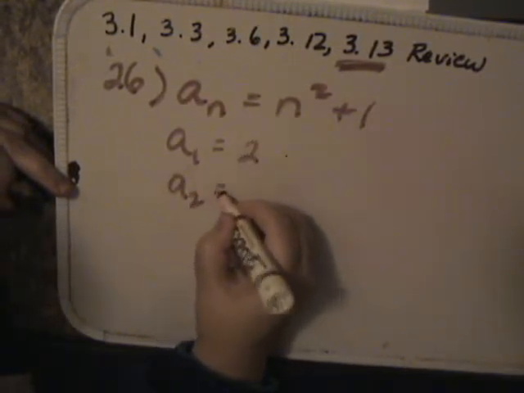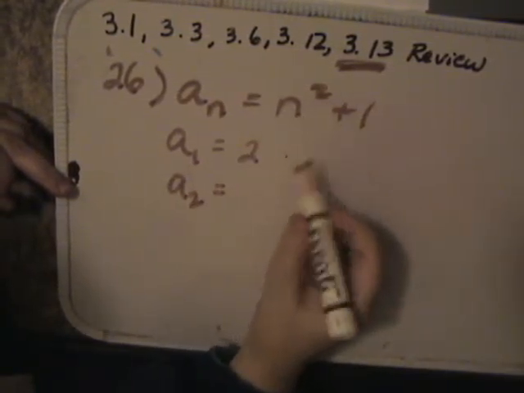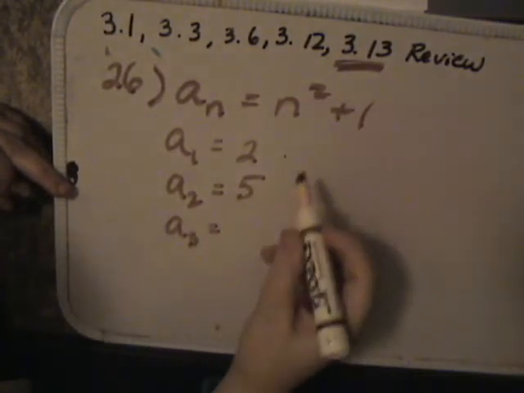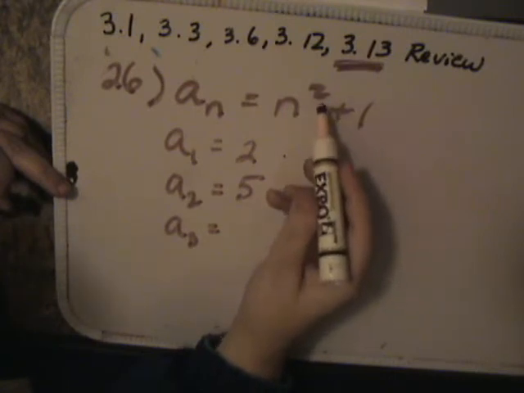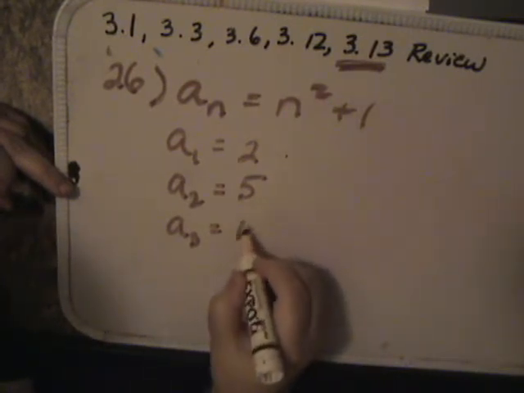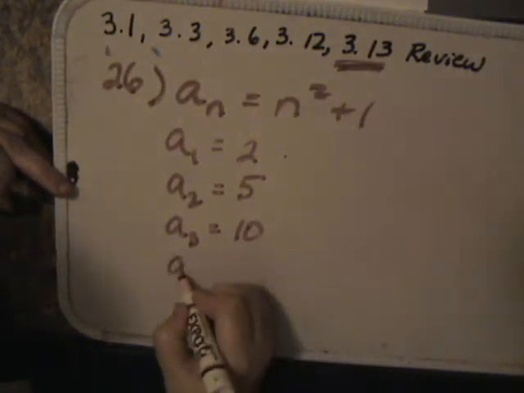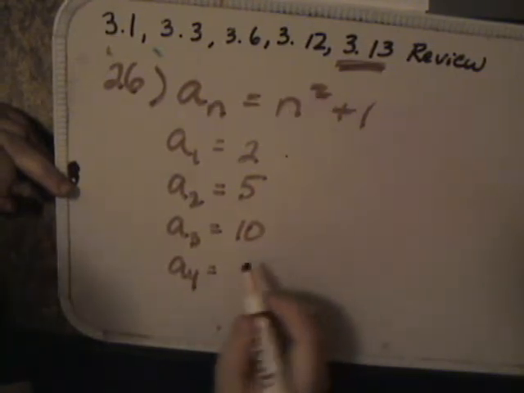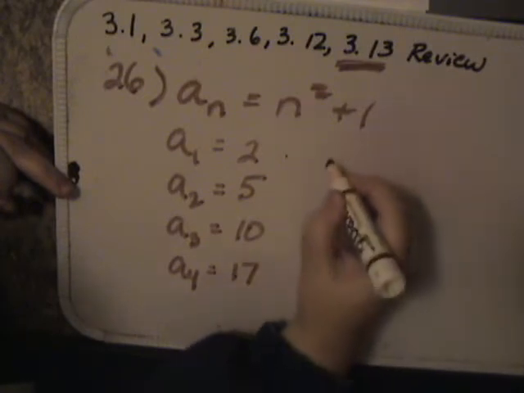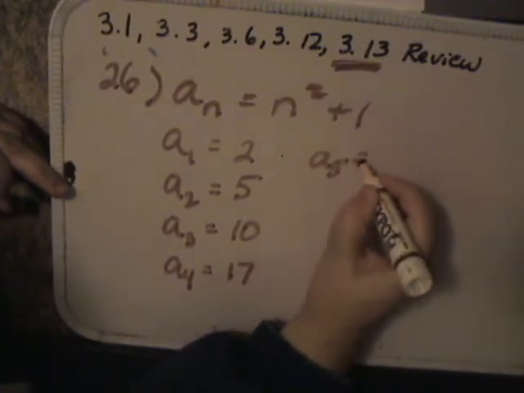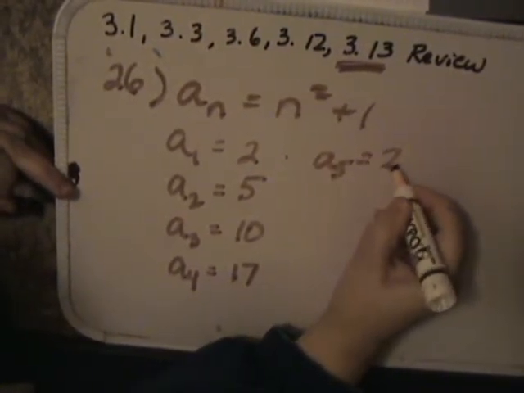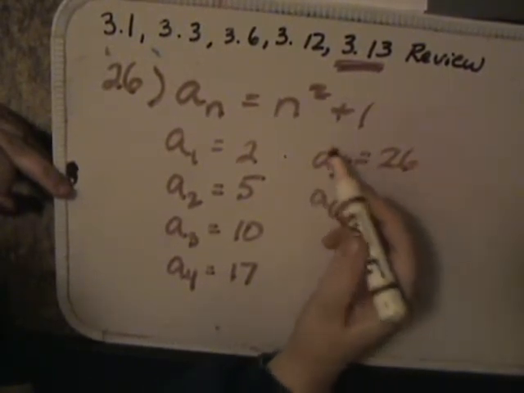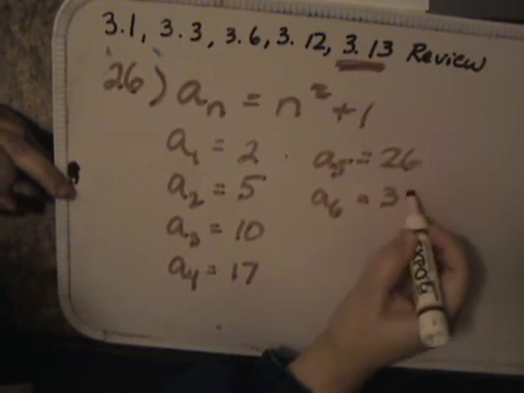A sub 2 is 2 squared, which is 4, plus 1, which is 5. A sub 3 is 3 squared, which is 9, plus 1, which is 10. A sub 4 is 4 squared, which is 16, plus 1, which is 17. A sub 5 is 25, plus 1, which is 26. And then a sub 6 is 36 plus 1, which is 37.